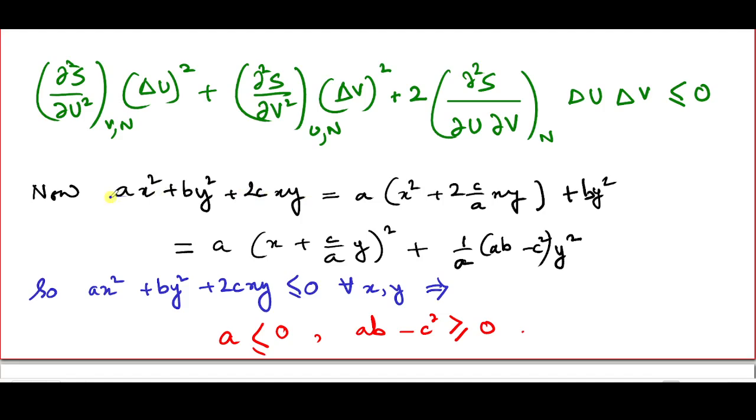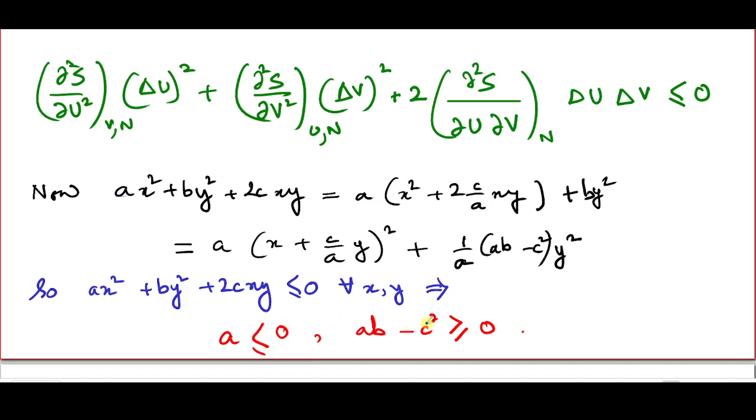So this is the condition you have for this square to be less than or equal to 0 always. A must be less than or equal to 0, but this cross term ab minus c square must be greater than or equal to 0. Now this might surprise you a bit, because after all, if you look at the symmetry of this expression, you would also expect b to be less than or equal to 0 to come out from this calculation.